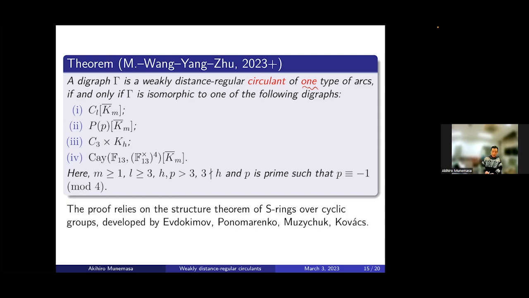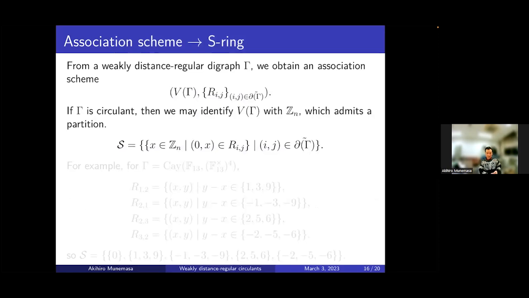Yeah, this is why we consider the circulant graph, and also the weakly distance regular means that it is in some sense related to association scheme. The association scheme with the regular automorphism group are nothing but S rings, which I'm going to introduce. But before introducing, let me mention examples again.